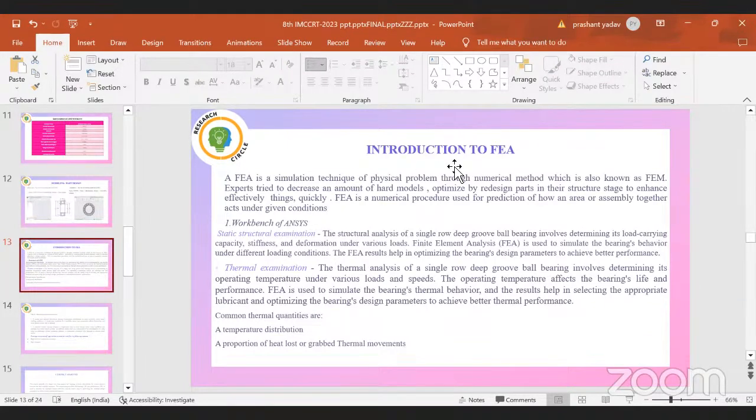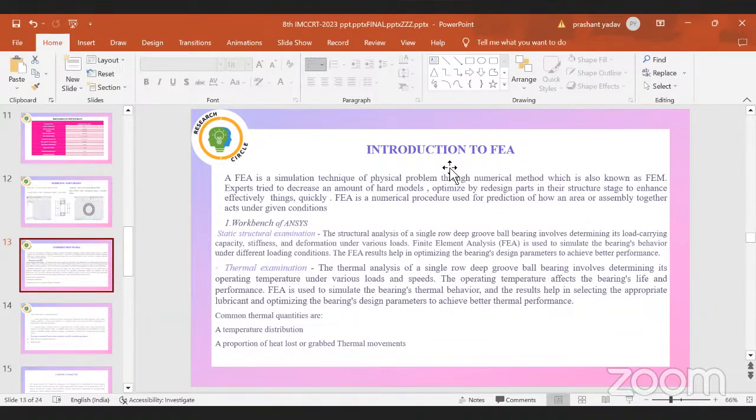This is our FEA, finite element analysis. We have done it in ANSYS software. First, we have done a static structural examination. The structural analysis of a single row deep groove ball bearing involves determining load carrying capacity, stiffness, and deformation under various loads. Finite element analysis is used to simulate the bearing behavior under different loading conditions. The results help in optimizing the bearing design parameters to achieve better performance.